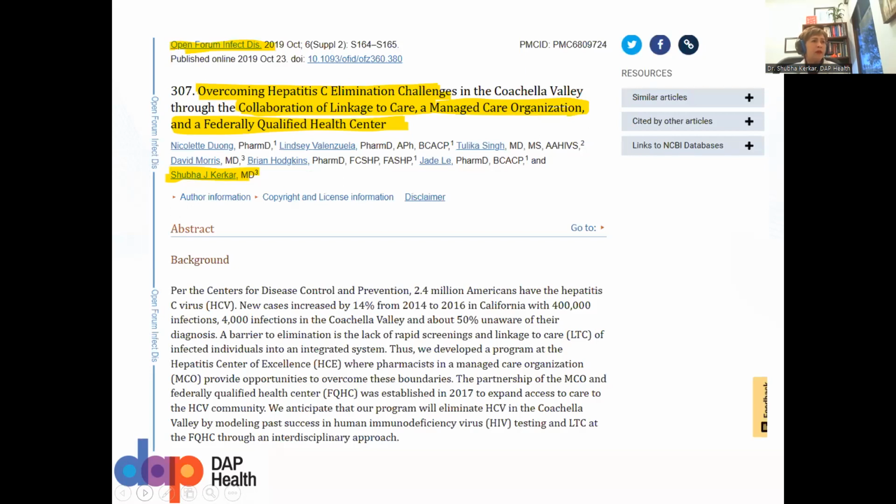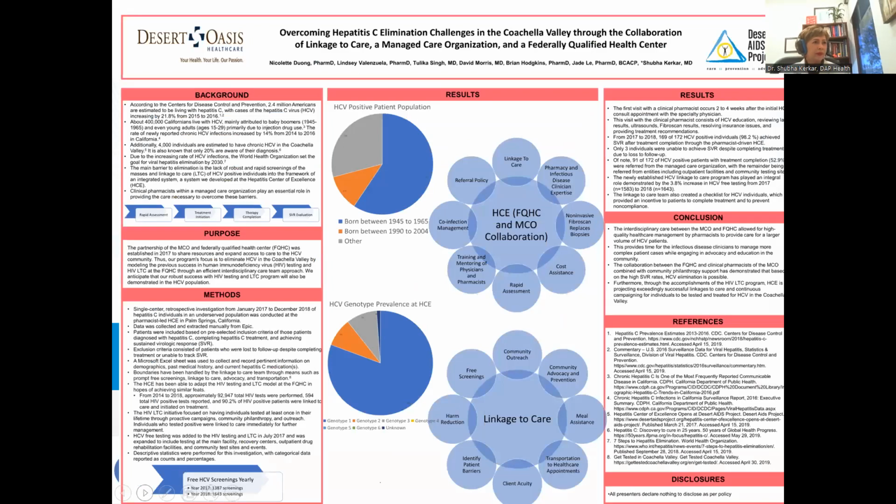We presented this poster, Overcoming Hep C Elimination Challenge, at ID Week in 2019, stating the modeling of the Hep C care cascade in Coachella Valley with this objective. Next slide. And of course, the processes were similar, because around the Hepatitis C Center for Excellence was all the resource sharing, as well as expertise and other things that could be collaborated to reach as many people as we could. And that was the objective of this challenge. Next slide.